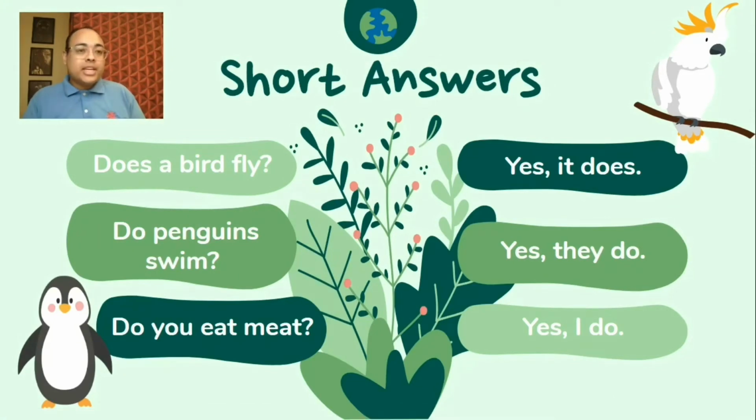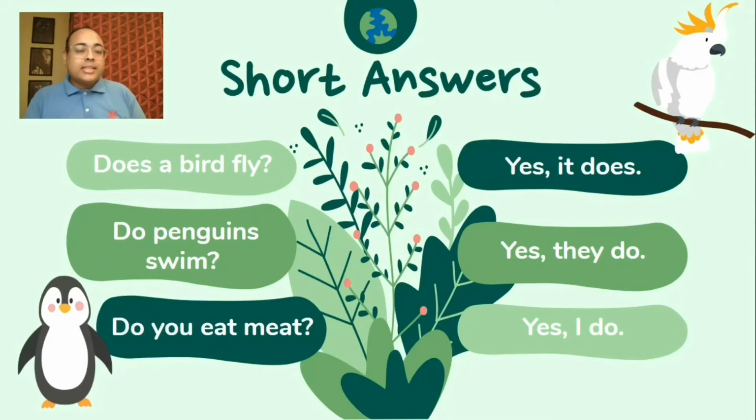If you pay attention, the question starts with auxiliary verb does. If you have the question with does, your answer will also be with does. This is very important. Here, the animal is in singular. So you have, does a bird fly? The answer is yes, it does. It, because we're talking about a bird in singular form, and does because we are using auxiliary verb.